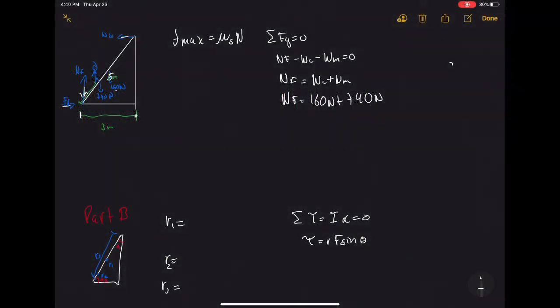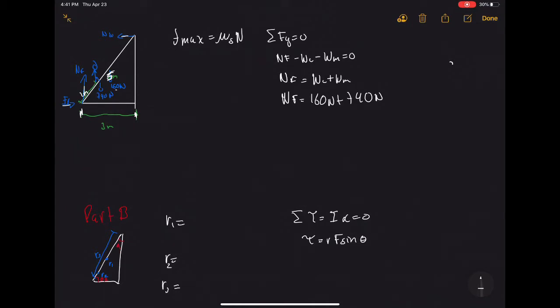Okay, so we're gonna start. This problem is exercise 11.10. I have all this information in this diagram I made. I put that the distance from the foot of the ladder to the wall is 3 meters. Then the ladder is 5 meters long. And also I put the weight of the ladder, which is 160 newtons, and the weight of the man, which is 740 newtons.